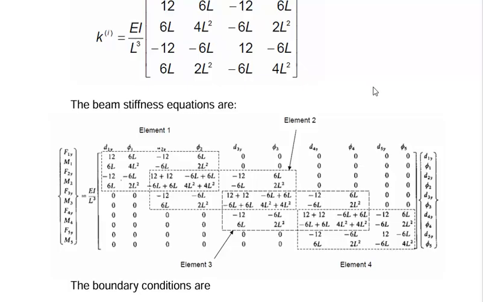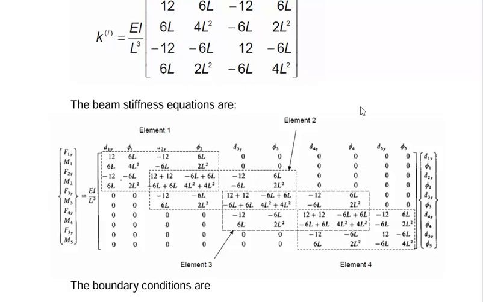And if you look at the degrees of freedom of the elements, then we can easily identify their positions in the global stiffness matrix. This is for element number 1, this is for element number 2, this is element stiffness matrix for element number 3, and this is for element number 4. Overlapping parts are added together, and this gives us the global force displacement relationship.